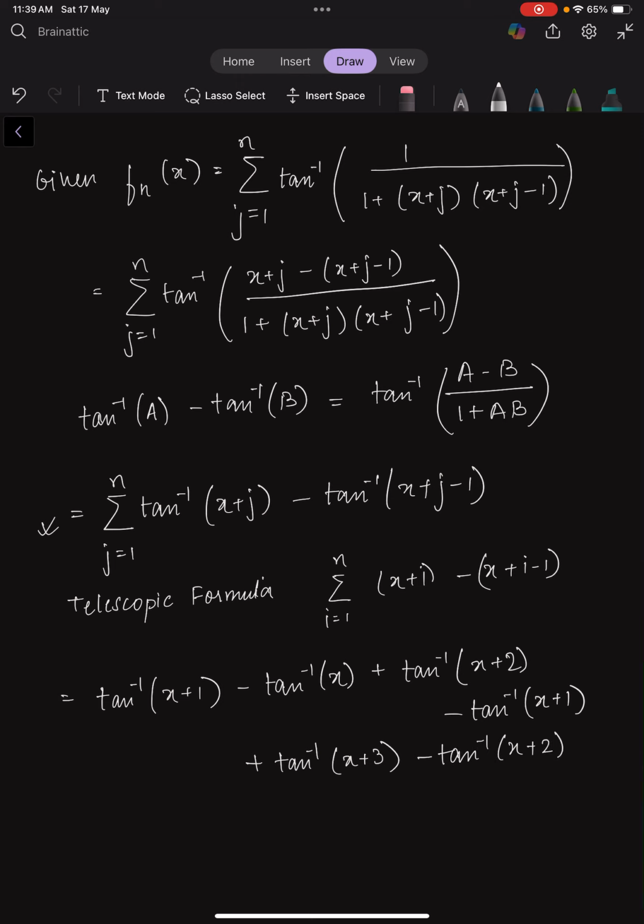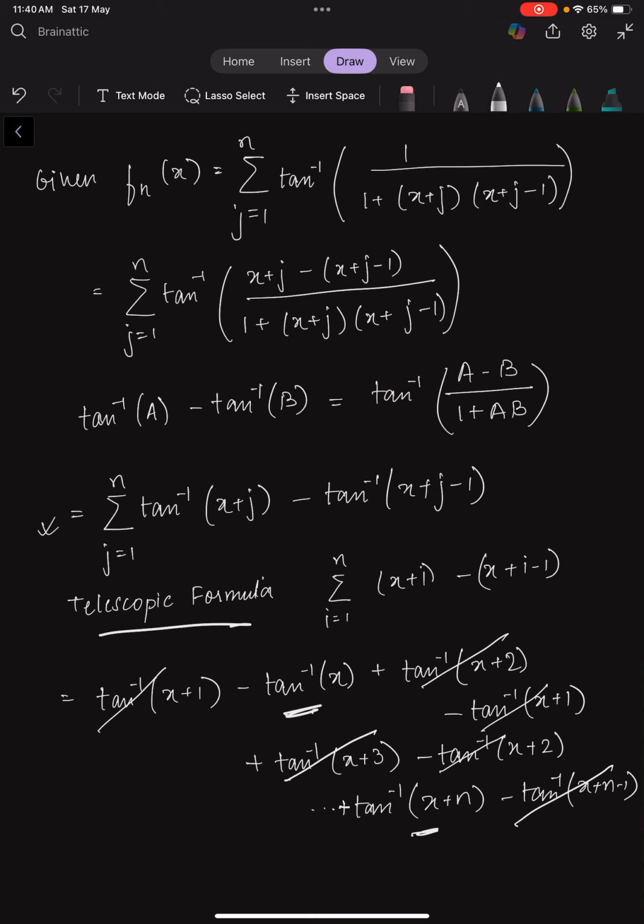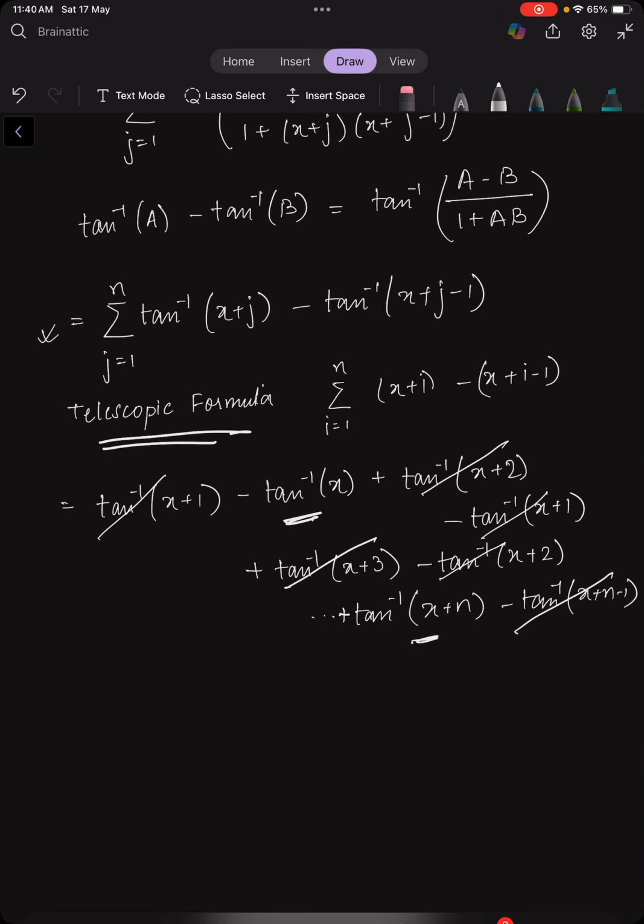And if we keep doing this all the way till n, you will see that this is tan inverse (x plus n) minus tan inverse (x plus n minus 1). So if you observe here, this term and this term cancel each other, this term and this term cancel each other, similarly this term will be cancelled, and what we see here is the second term is there, and here the first term will be there and this term will cancel. So this is what we call the telescopic formula. So finally what we are left with is tan inverse (x plus n) minus tan inverse x.